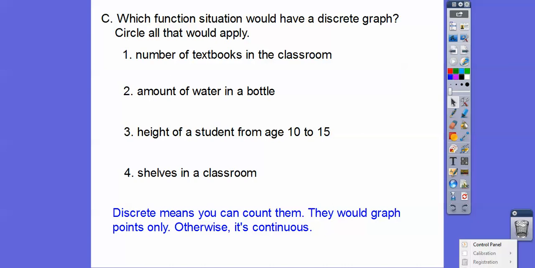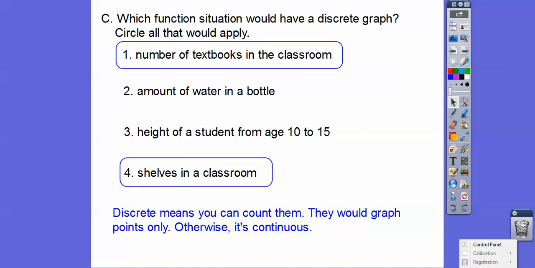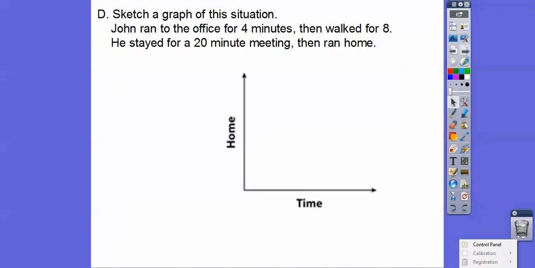How about the heights of students from age 10 to 15? Can I count that? No, that would be a continuous function. If we graphed that, it would just be a line. Otherwise, the shelves in a classroom, I can count the shelves in the classroom. So those are all the discrete ones: the number of textbooks, the ones that I can count are discrete. All right, so let's sketch a graph of this situation.